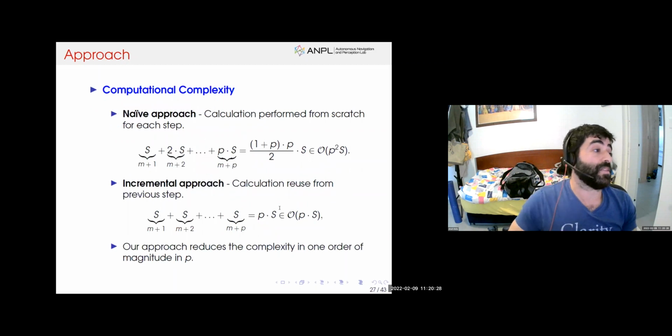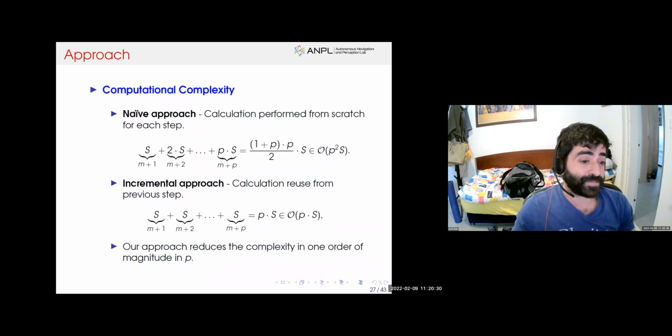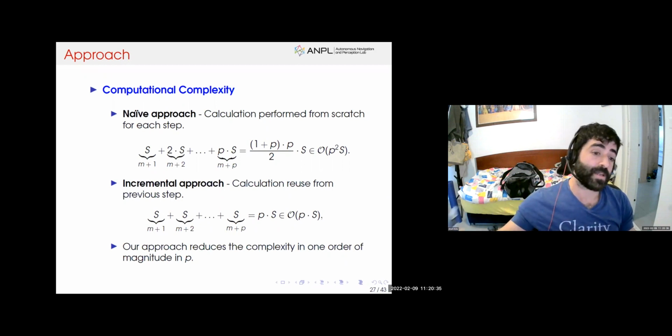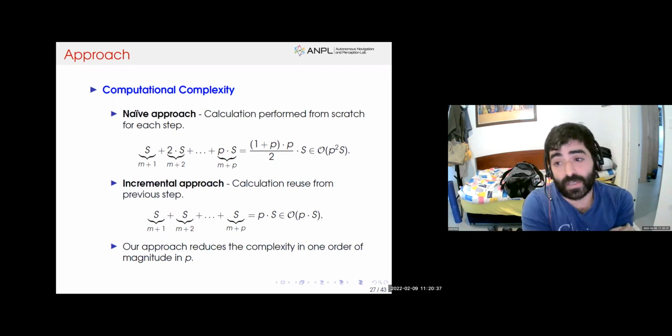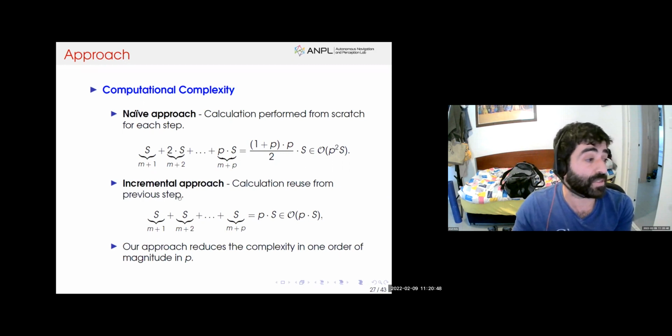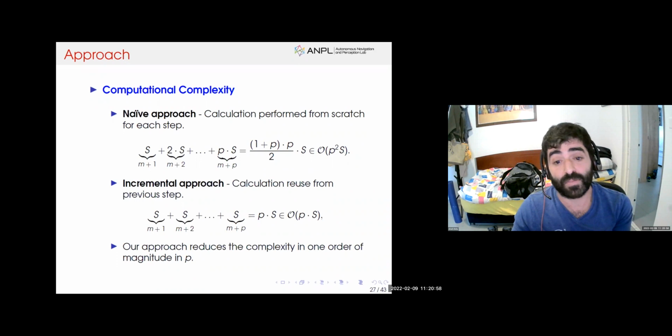So, a bit about complexity calculations. When we do the complexity calculations in the naive approach, we see the complexity is contained in the square of the number of steps from our reevaluation point. By doing the calculation as reuse in the incremental approach, as we suggest in this work, we can reduce the complexity by one order of magnitude of P. Notice that in both approaches, S, which is the number of samples, affects the complexity in the same fashion.